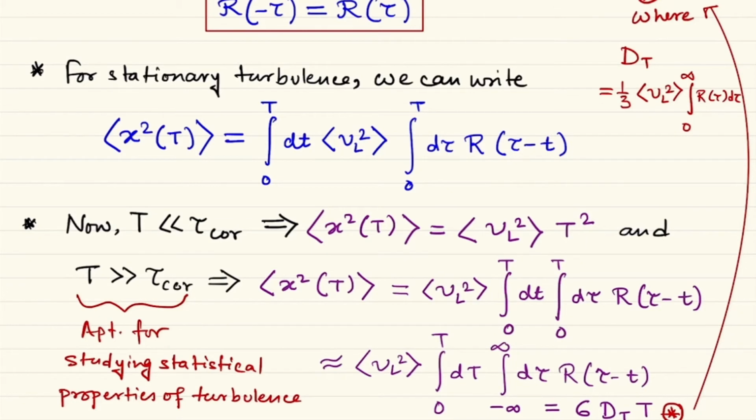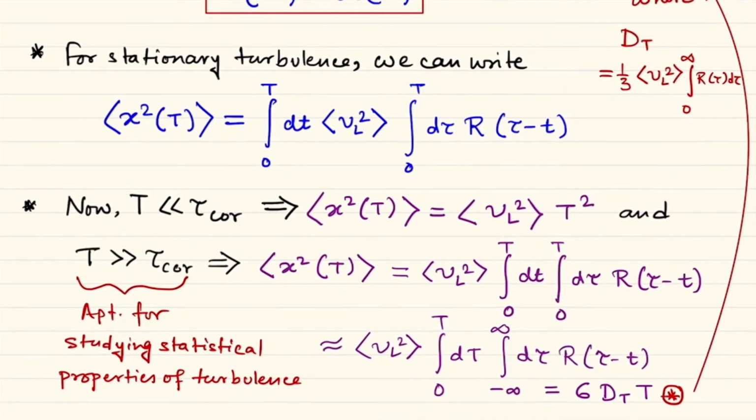Now let's say we want to check the statistical properties of turbulence. Then we have to investigate the system's behavior in a time which is very much greater than the correlation time. Then only we will check the statistical properties of the turbulence. Because if your time is long enough, then only the two points will be very weakly correlated, and you can simply see the effect of the turbulence in the system.